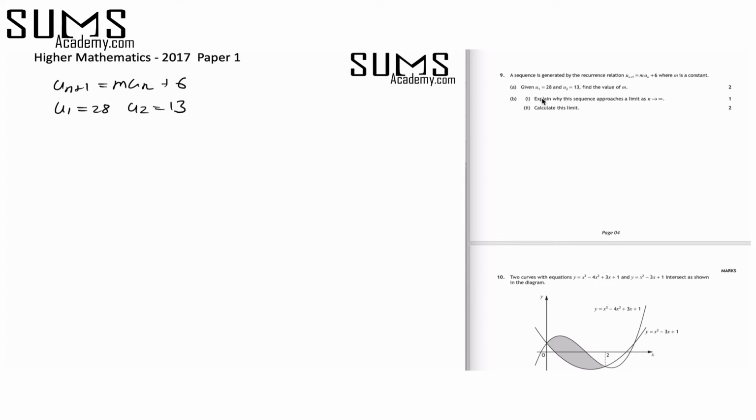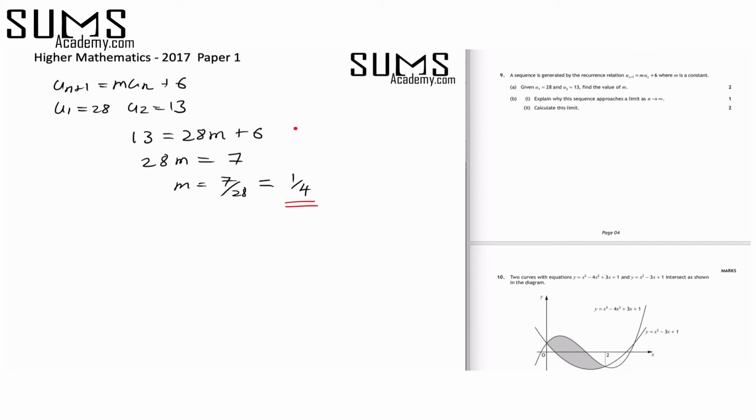Okay, so what do we need to do here? Well, we can substitute this information straight in. So if u1 was going to be here, then u_{n+1} would be u2, which is just this here. So this just becomes 13 equals 28m plus 6, and then we just need to simplify it. So 28m equals 13 minus 6, which is 7. So m equals 7 over 28. So 2 7's are 14, 4 7's are 28, so it equals 1 over 4. And that is the final answer.